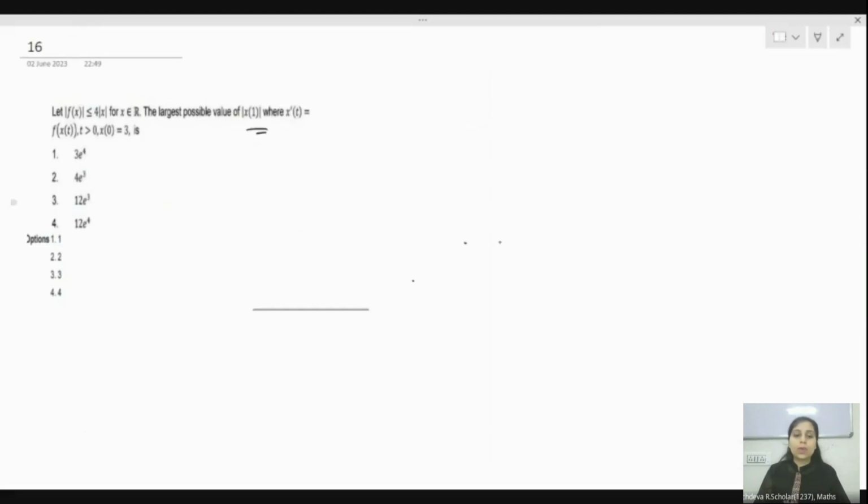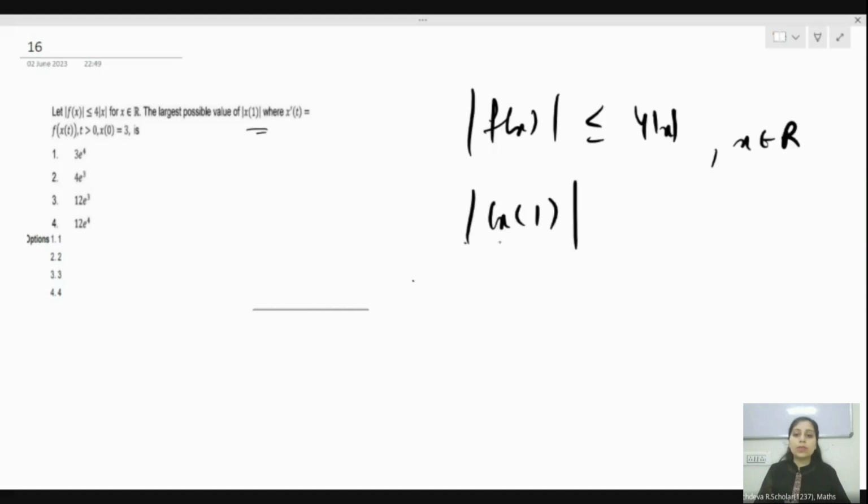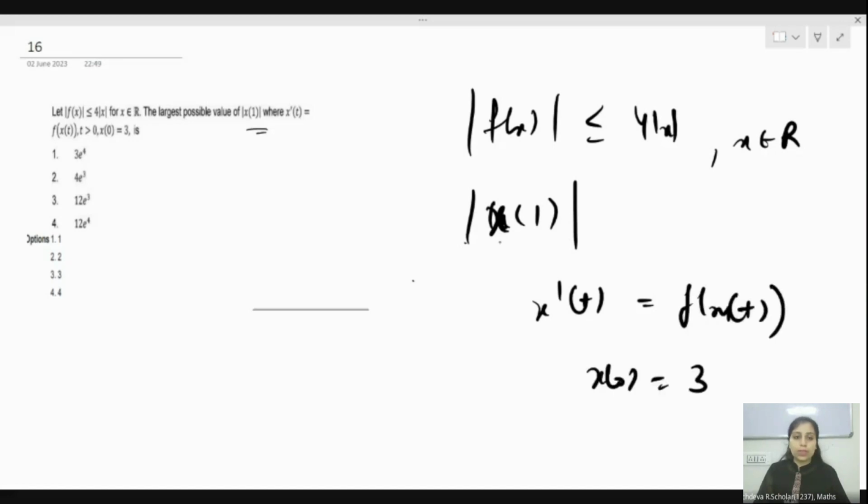This is a problem. I am giving you only a hint. You can try by yourself. Here we have the function f with |f(x)| ≤ 4|x| for all x belonging to real numbers. We are to find the largest possible value of |x(1)|, where x'(t) = f(x) and also given x(0) = 3. Only four options are here giving the exact value, either 3e^4, 4e^3, and so on.